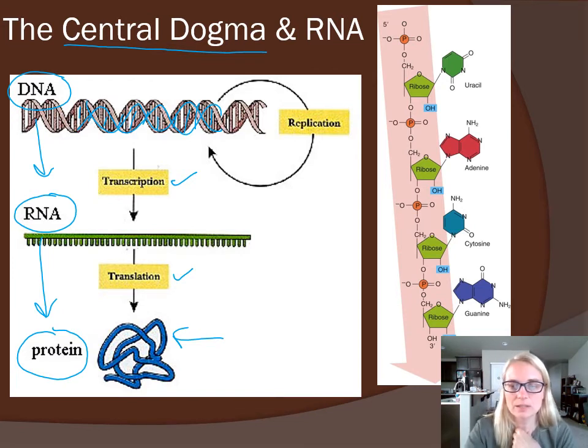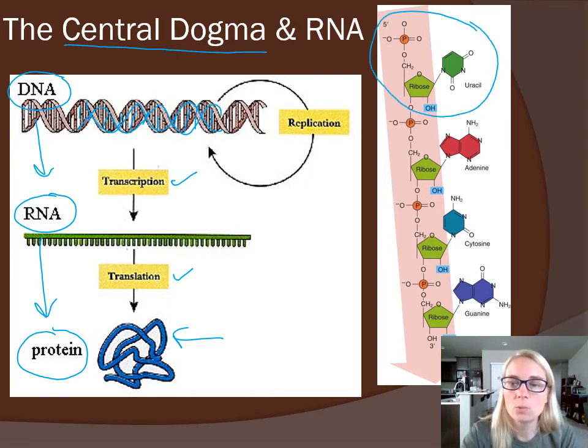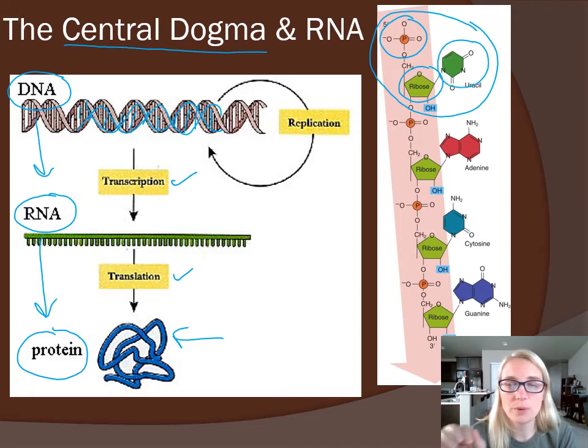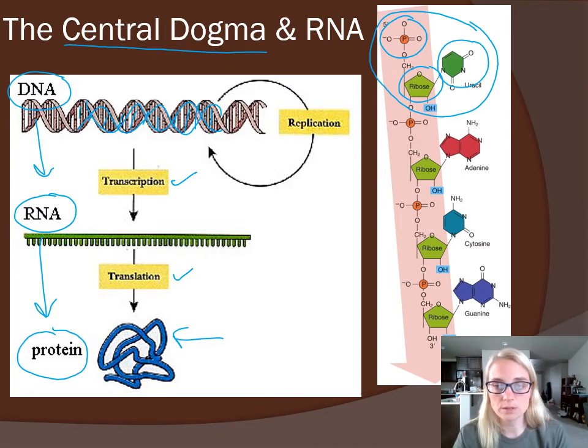Well, I have a slice of RNA over here on the side, and if you'll notice, it looks very similar to a molecule of DNA. It's got the nucleotide, so I'll just circle one of those nucleotides here. We have a phosphate group, we have a sugar, and we have a nitrogenous base. So we have all of the three parts, but there are some differences, right?